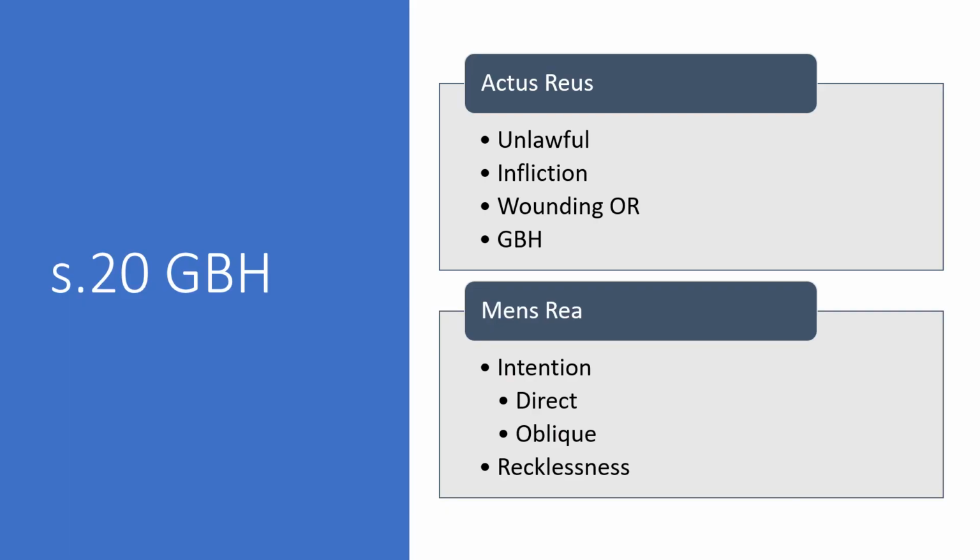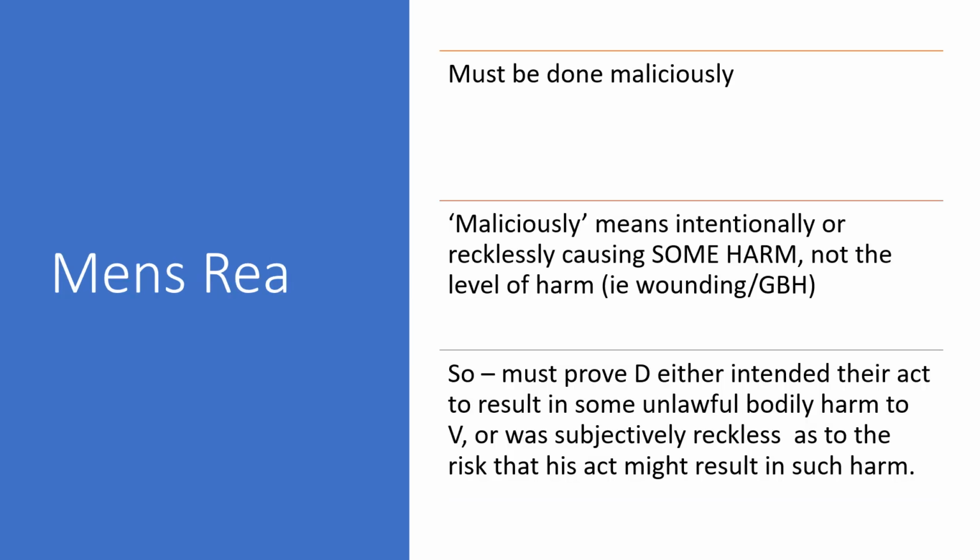So once we've established the actus reus, so it's an unlawful infliction of wounding or GBH, remember this one or the other, we need to go and look at the mens rea of the offence. Now, put simply, you have intention for the act. It can be either direct or oblique, or indeed it can be reckless, so we're taking a subjective risk as to whether the wound or GBH can be committed. So the mens rea means malicious wounding or malicious infliction of GBH. So it must be done maliciously.